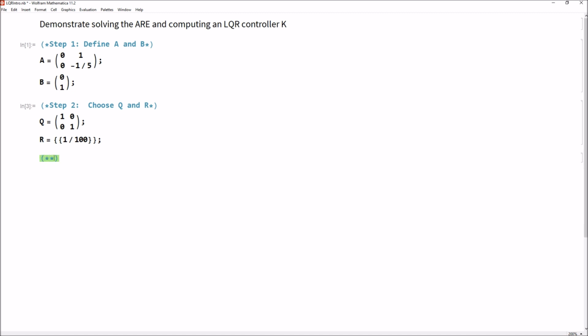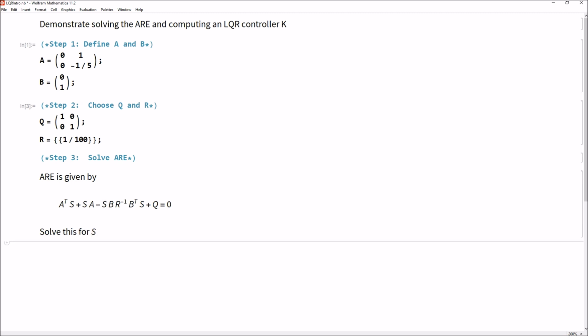Okay, now we're on to step 3, which was solve the ARE. Just to refresh your memory, the algebraic Riccati equation is given by A transpose S plus S A minus S B R inverse B transpose S plus Q equals 0. So we want to solve this for S.